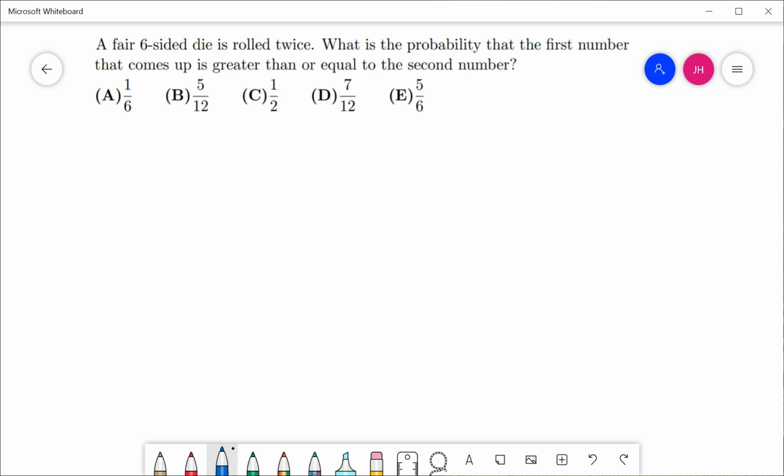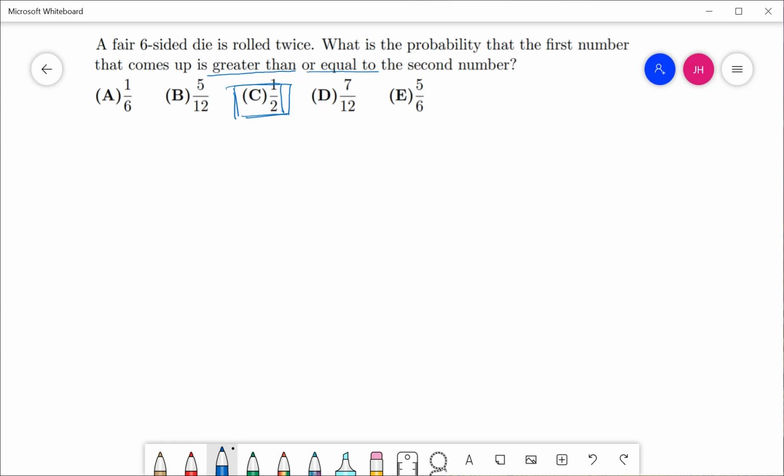Some students may jump to the answer of C, one half, right away. The argument might be that the probability of the first number being greater than the second number is half, because each number has an equal chance of being greater than the other one. Actually, that is not right, because the question is greater than or equal to, so the answer should not be half. However, that motivation is not entirely wrong.